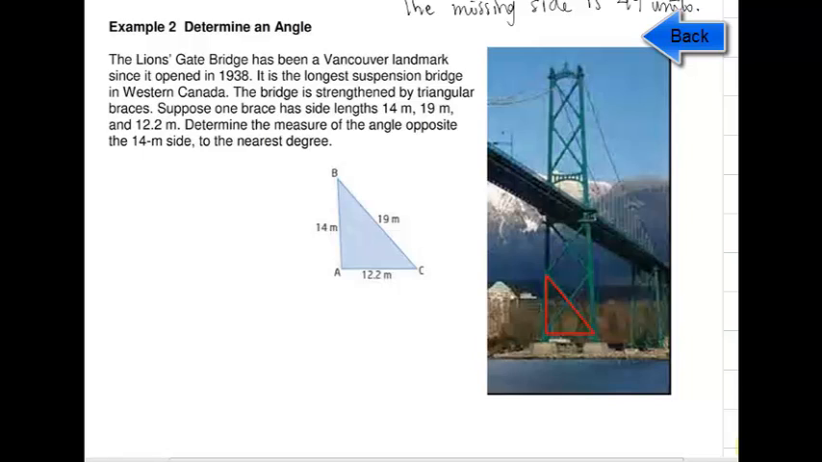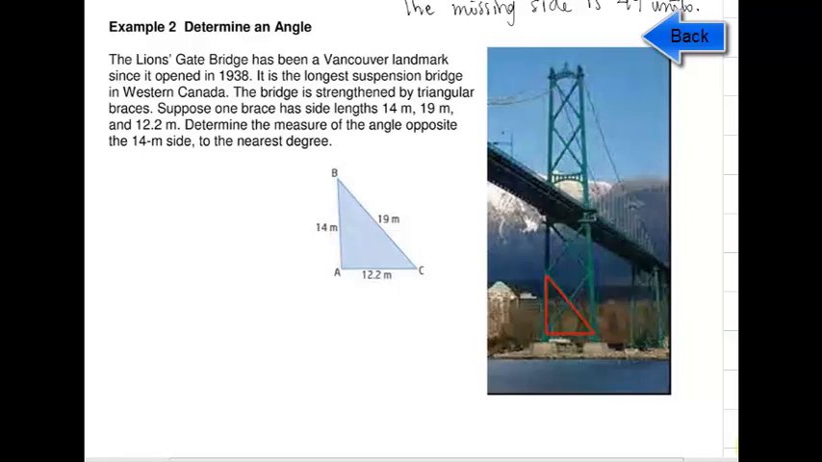The bridge is strengthened by triangular braces. Suppose one brace has side lengths 14 meters, 19 meters, and 12.2 meters. Determine the measure of the angle opposite the 14-meter side to the nearest degree.